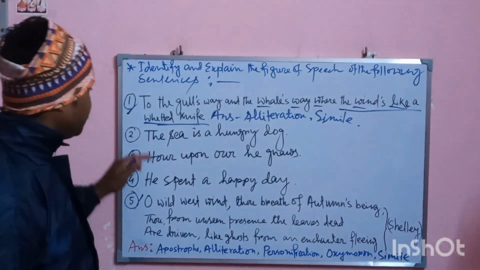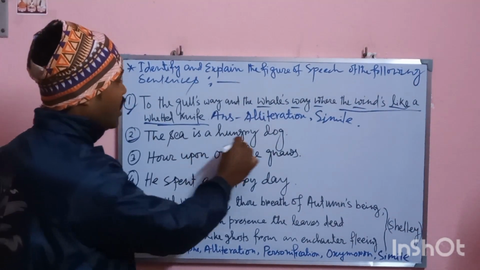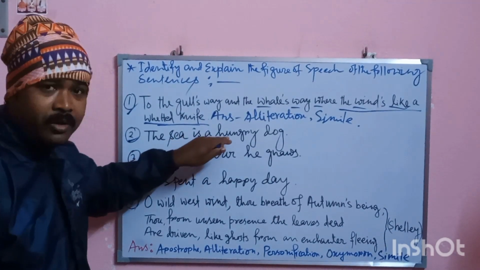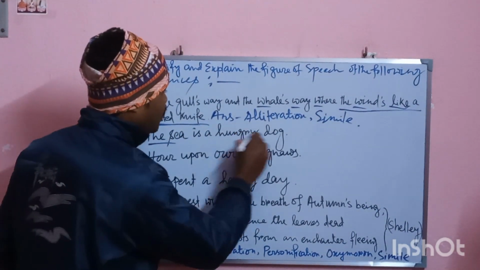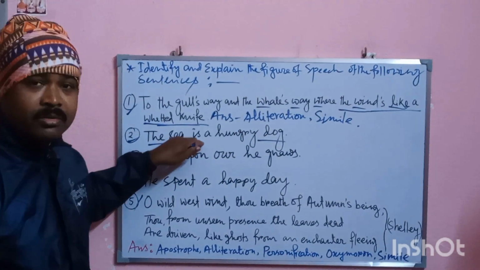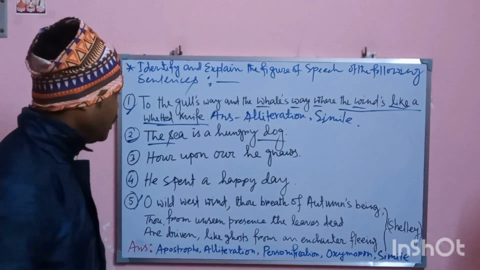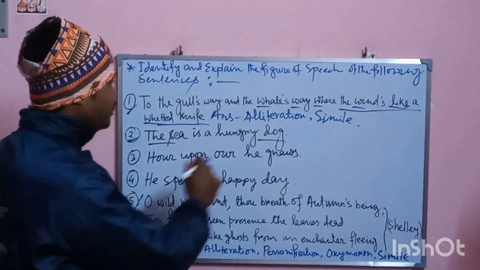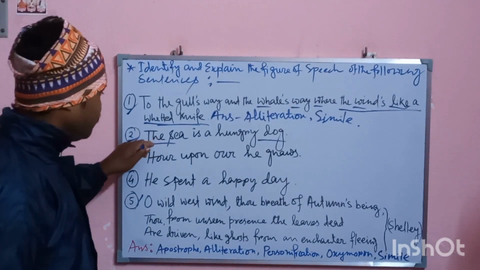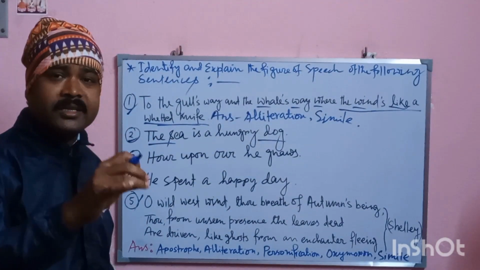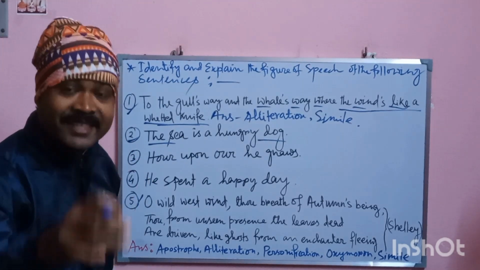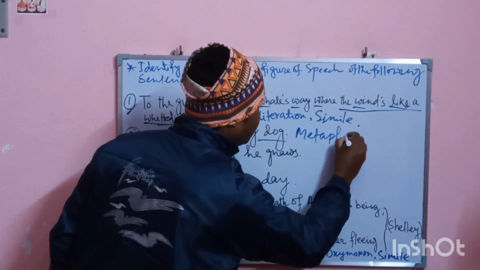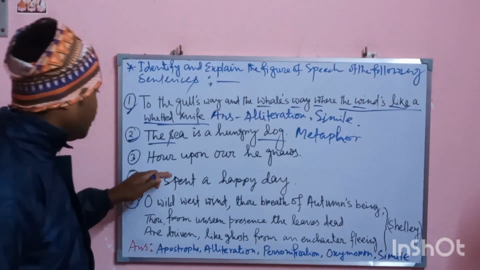Okay. Next, the sea is a hungry dog. It is also a comparison between two dissimilar objects. The sea is compared to a hungry dog. So here the comparison is implicit, indirect. So it is called metaphor. So the sea is a hungry dog is an example of metaphor. Metaphor.